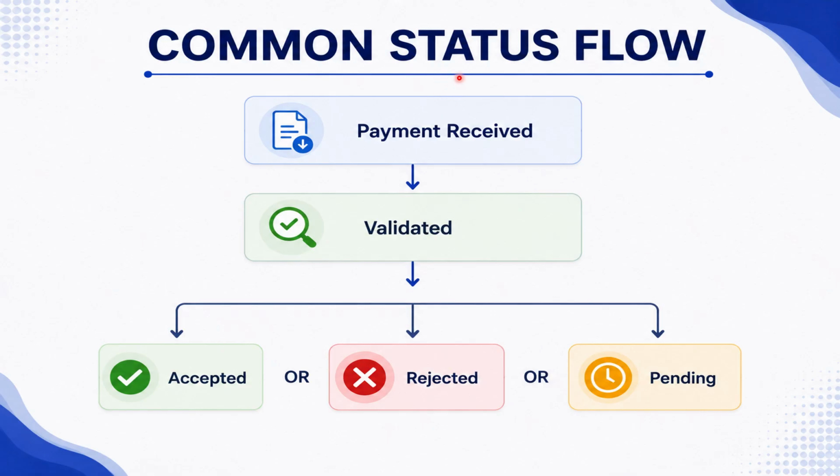Common status flow. The payment is first received by the bank. It is then validated. After validation, one of three outcomes is possible. The payment is accepted, rejected, or remains pending until further processing is completed.